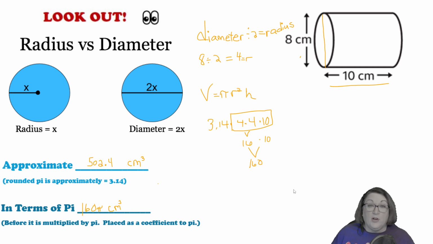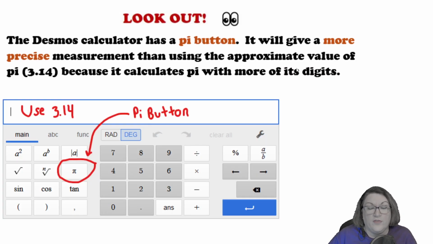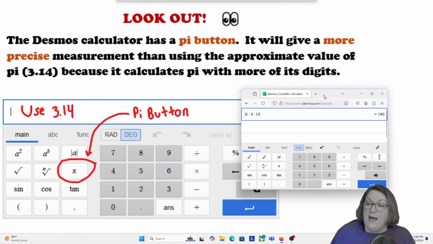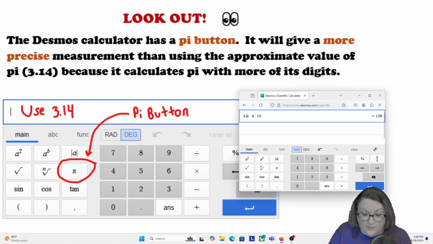So look out for that diameter and don't use the diameter in your calculation because the radius is in the calculation, not the diameter. Also, be on the lookout for pi buttons versus using 3.14. We ask students to use 3.14 because our state exam uses 3.14 in their calculations. But just know that the pi button will give you a very close answer, but it will not be exactly the same as the 3.14. So let me put this back. I'm going to put the 3.14 in again.